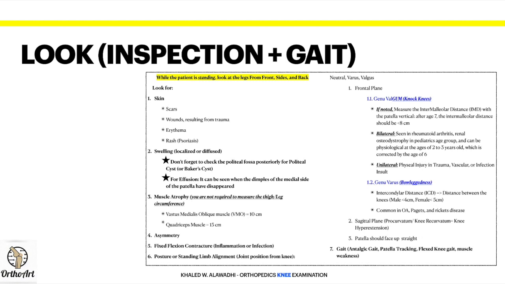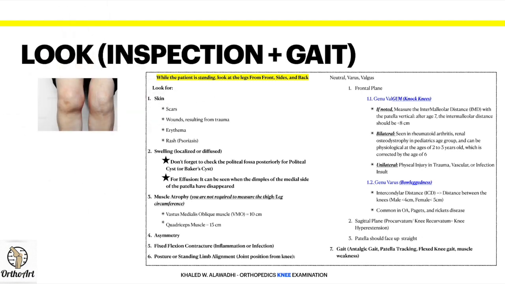Posture or standing leg alignment. When the patient is standing, you check the joint position of the knee, whether it is neutral, varus, or valgus, in the frontal plane and sagittal plane. Then you check that the patella faces up straight, which I showed you earlier. The main structures should help maintain the patella facing up straight. Now for the frontal plane, you check for genu valgum and genu varum.